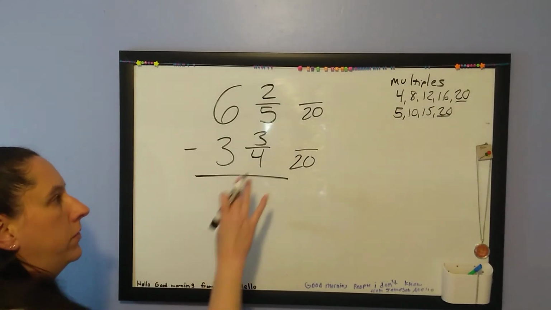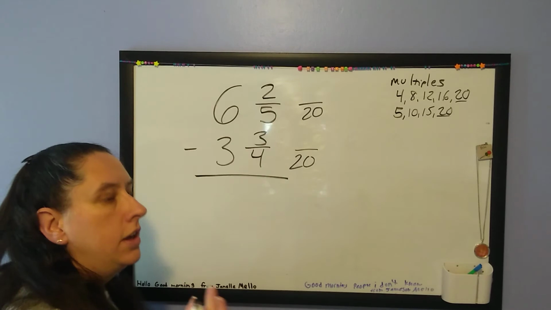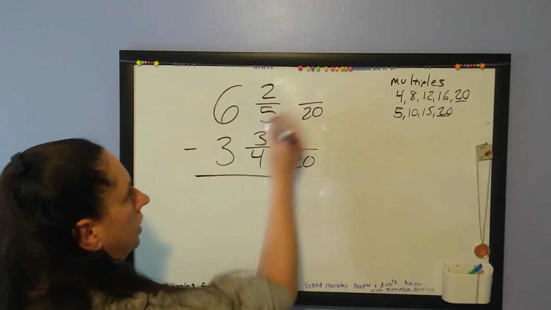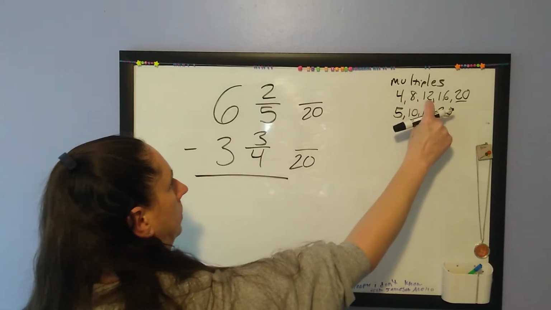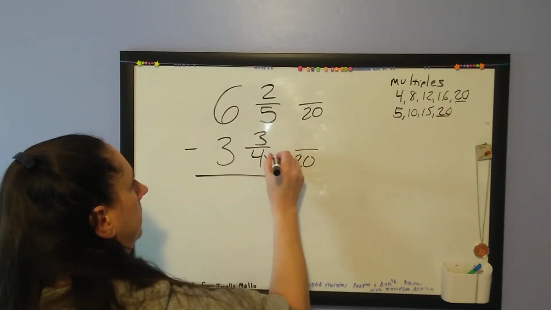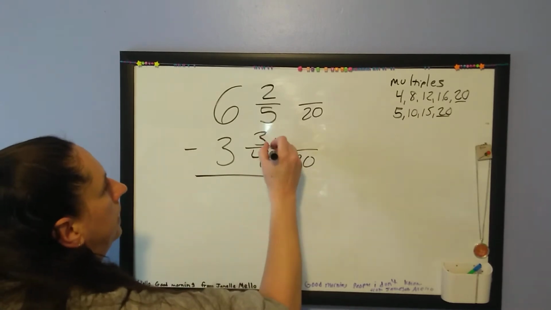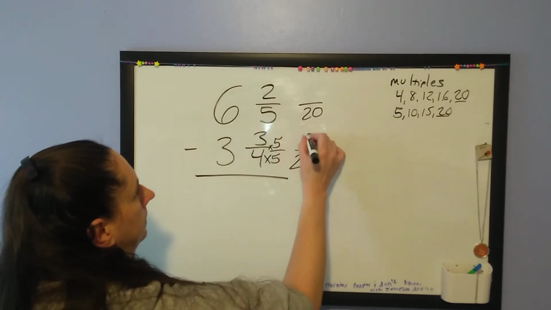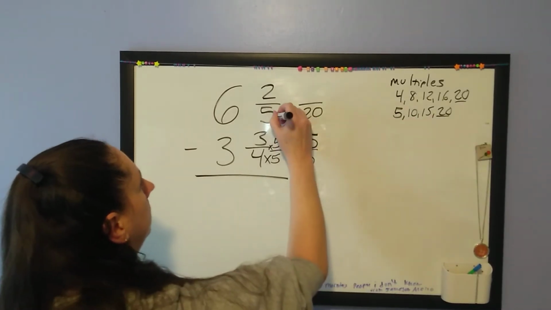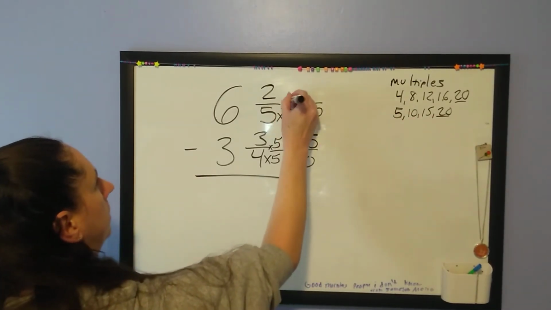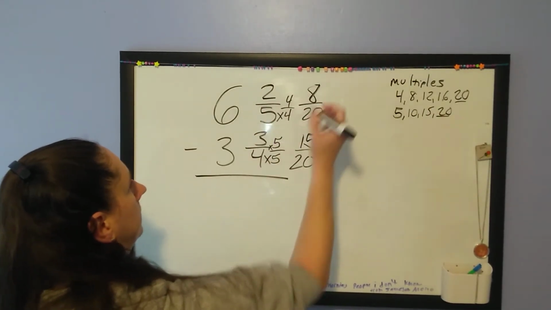Remember, I'm going to come over here now and find equivalent fractions because I don't want to change their value. I just want to change the name or the look of it. 4s, 1, 2, 3, 4, 5. It takes 5. So my form of 1 is 5 over 5. 3 times 5 is 15. 5, it takes 4. So my form of 1 will be 4/4. 2 times 4 is 8.